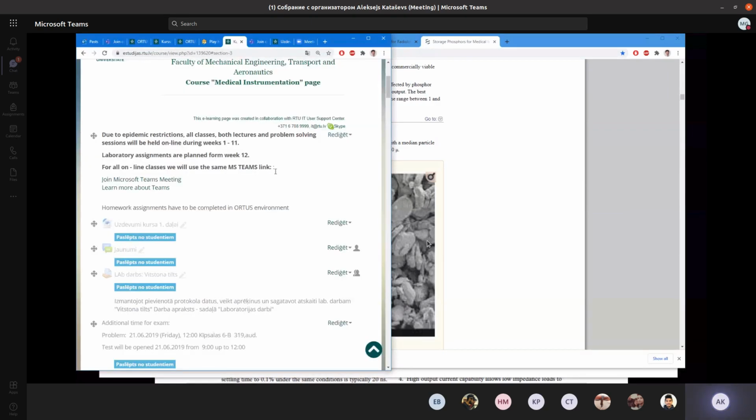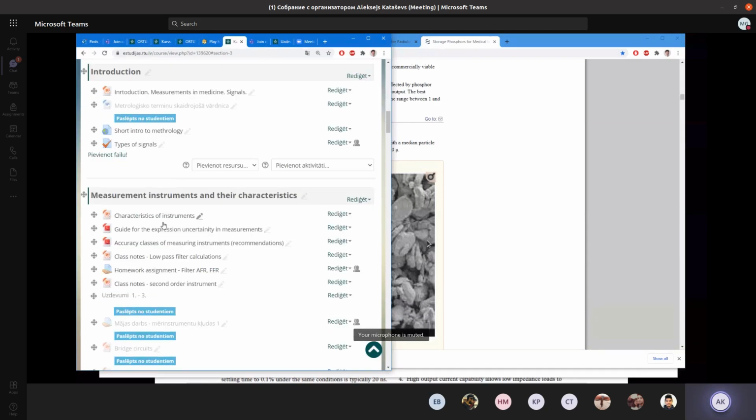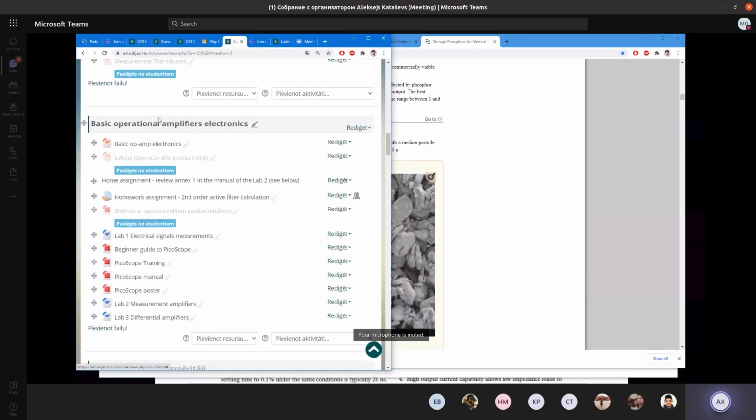So please find in your course the part on basic operational amplifier electronics. You have here laboratory assignment 2. You don't need to do anything with this, of course, but there is an Annex 1. Please review this Annex 1 in the manual to this lab 2. As to the second homework assignment, I'm afraid that we will not have enough time to go through the calculation, so we will probably do this next class, yeah?